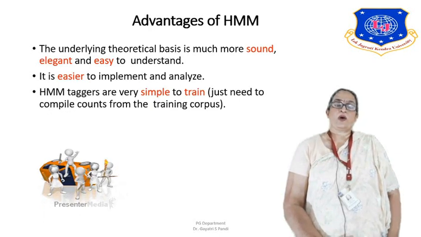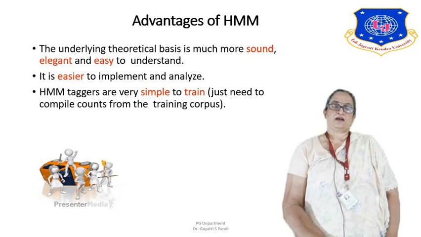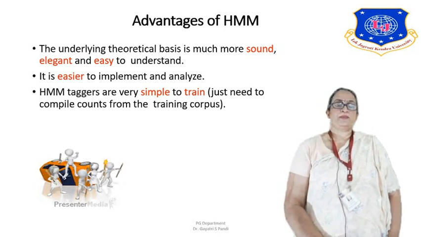There are a lot of advantages of HMM, hidden Markov model. Firstly, the underlying theoretical basis is much more sound, it is very clear to understand, it is very elegant and easy to understand. So the theoretical basis used in HMM is very clear and sound. So it is easier to implement and analyze using HMM. And HMM taggers are very simple to train. They just need to compile counts from the training corpus.